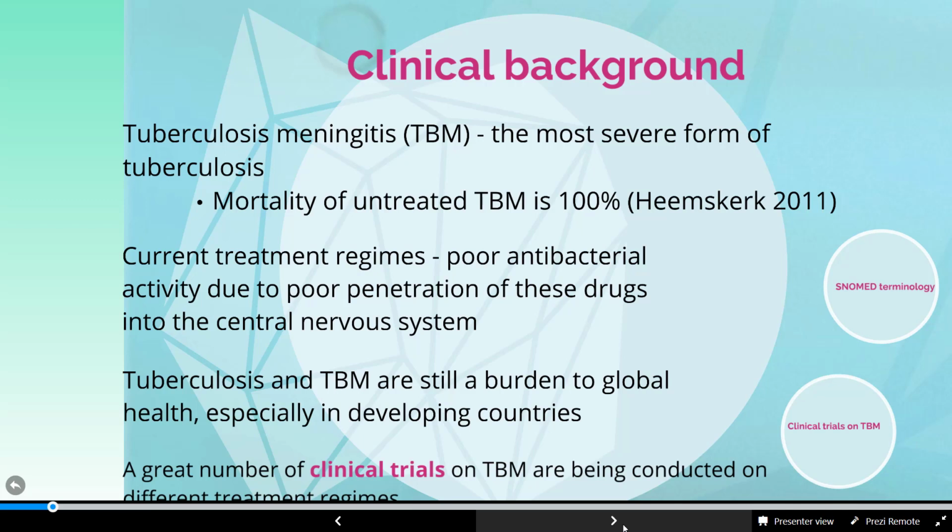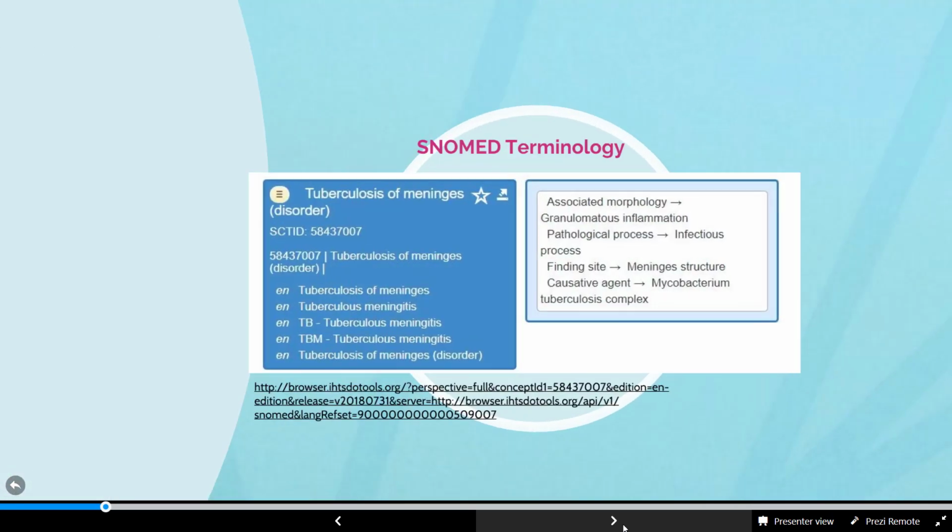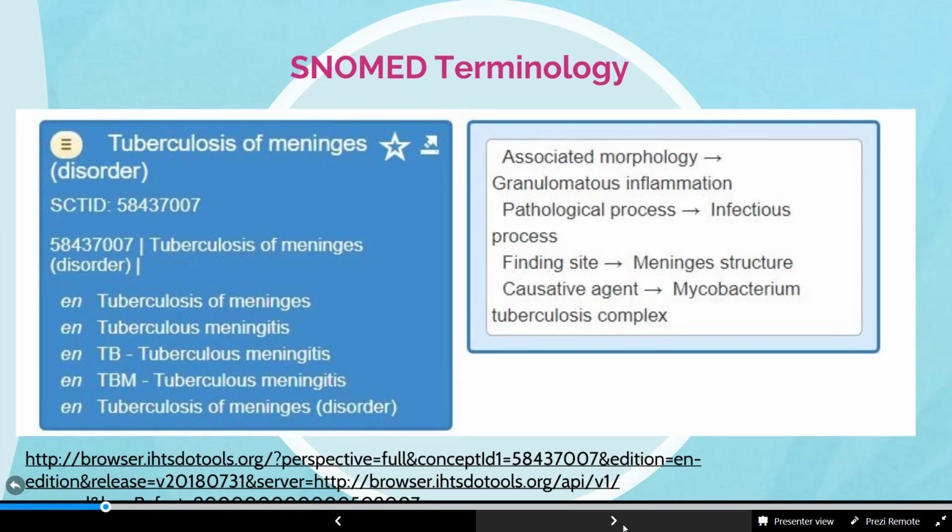In developing countries like Vietnam, where I originally come from, tuberculosis and TBM are still a burden to global health. Fortunately, there are a great number of clinical trials on TBM being conducted on different novel treatment regimes. These trials are mainly funded by NGOs such as the Wellcome Trust, the Medical Research Council UK, or the WHO. As you can see on this slide, the terminology of TBM has already been recorded and categorized in the SNOMED terminology database.